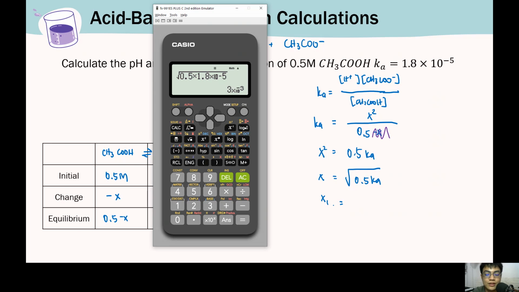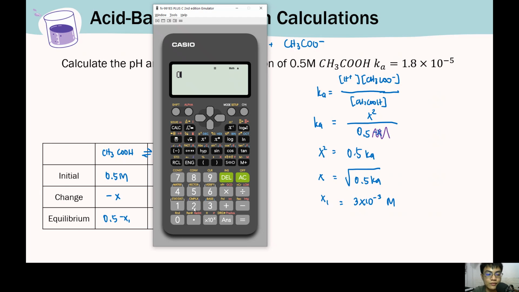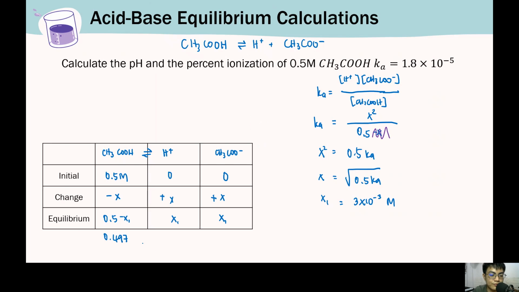So the X value is 3 times 10 raised to negative 3. So that's our X. Okay, so that's 0.5 minus the answer, 0.497. That's the new concentration of acetic acid. For the hydronium ion, it's 3 times 10 raised to negative 3. And for the acetate ion, it's still the same, 3 times 10 raised to negative 3 molar.